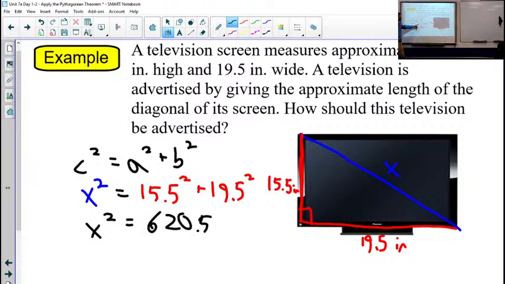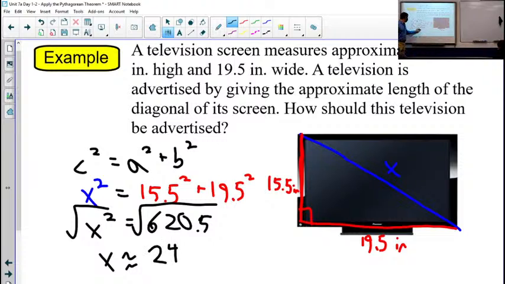It'll just depend on the problem. If I take 15.5 squared and add 19.5 squared, that's what I get. So let's take the square root of both sides. I believe that comes out to about 24.9 inches.